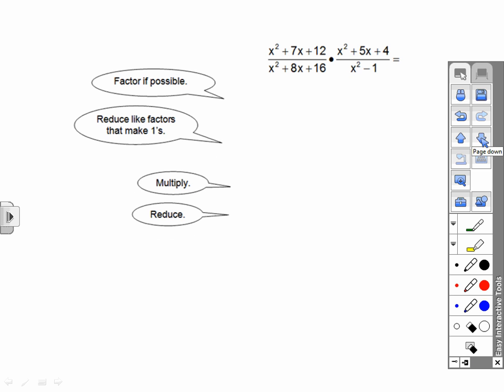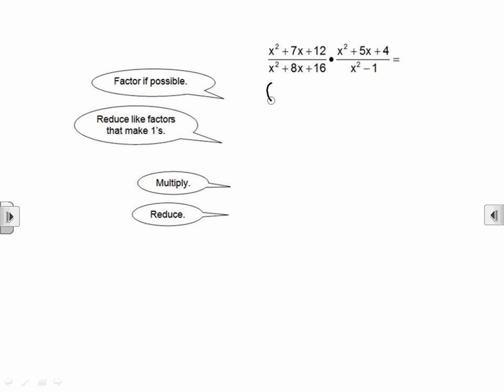Okay, next multiplying one. And this one is actually going to be easier because we don't have all those GCFs hanging about. So first I'm going to factor. My numerator of my first one is x plus 3 times x plus 4 over. My denominator is going to be x plus 4 times x plus 4, what multiplies to 16 and adds to 8. Then I need what multiplies to 4 and adds to 5. X plus 4, x plus 1.